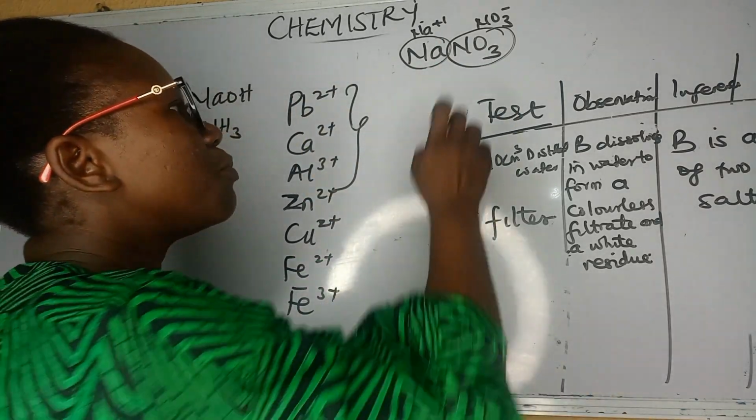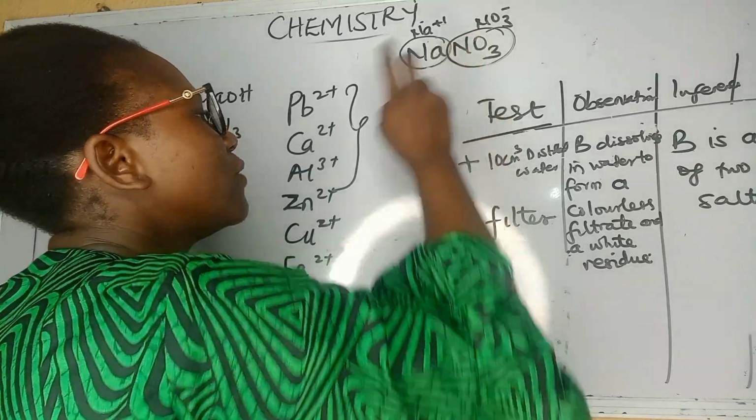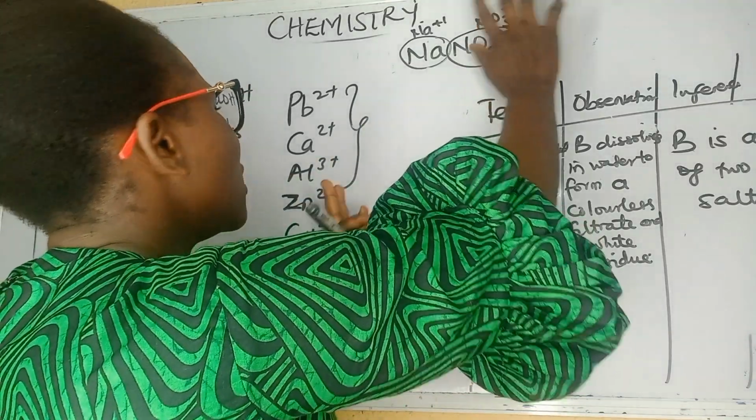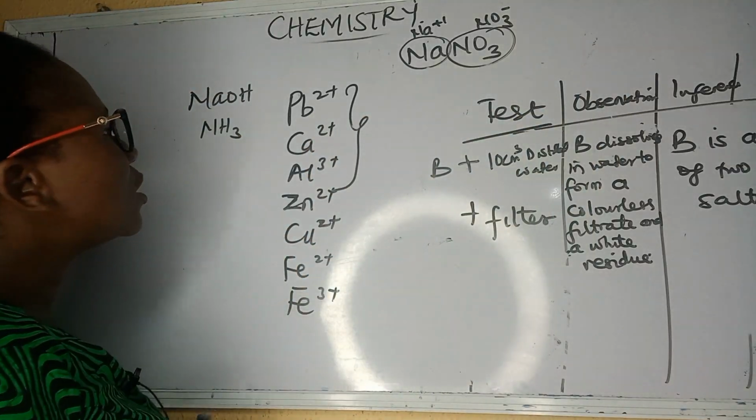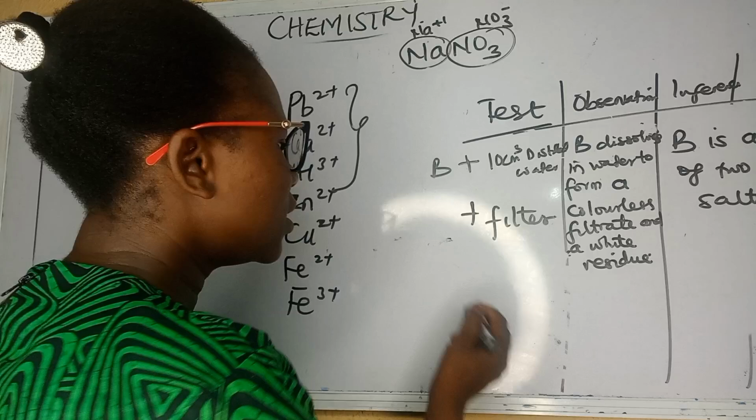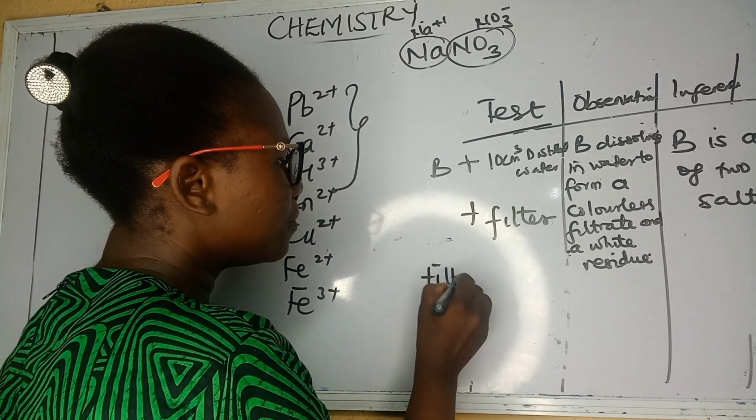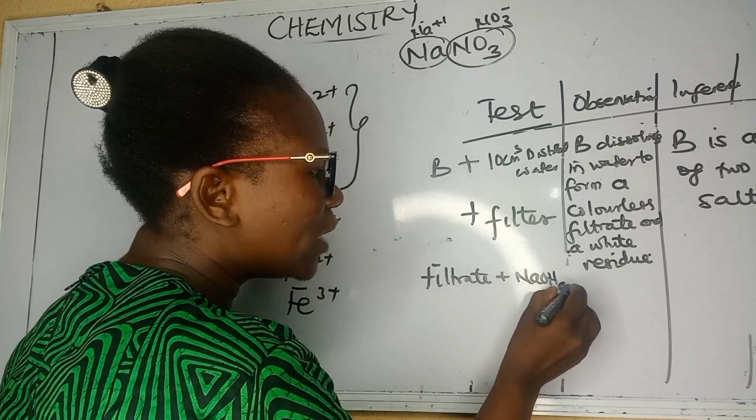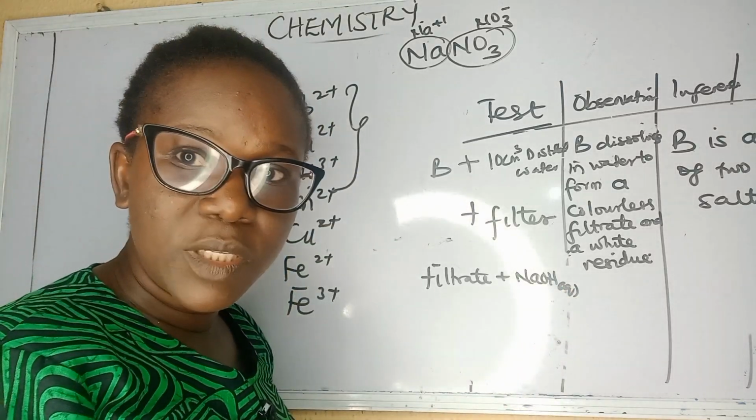I'll tell you the reagent that I used to test for trioxonitrate(V). But before I move to the negative part, I want to quickly settle this. There's something I want to call your attention to. When you are recording, if you are adding filtrate plus sodium hydroxide, write AQ at the front, in case the test is not written for you.